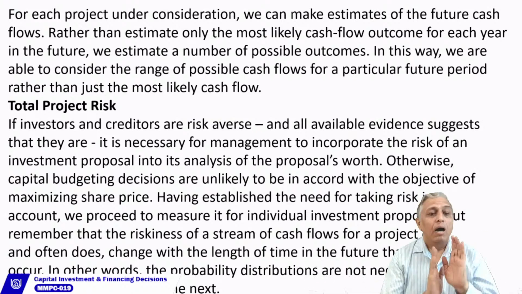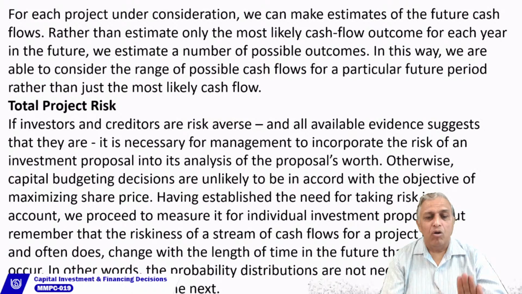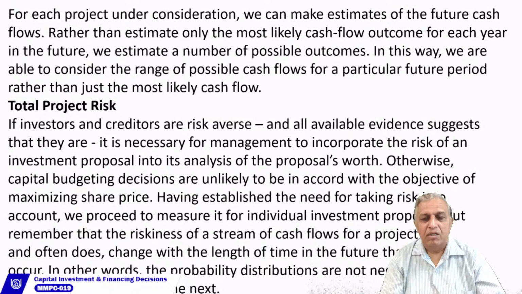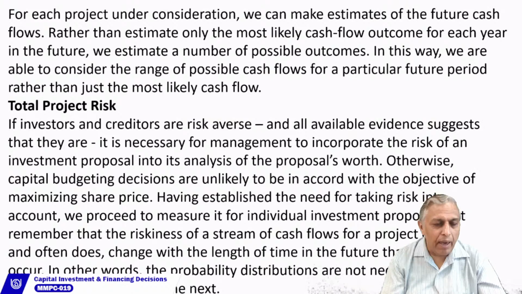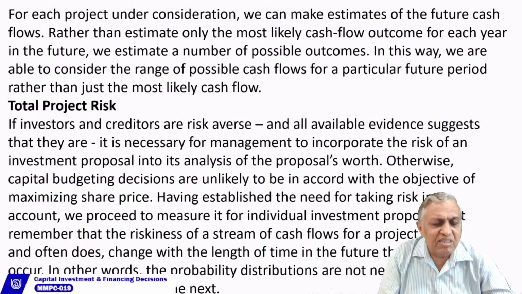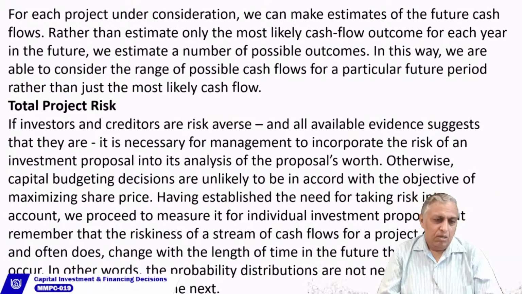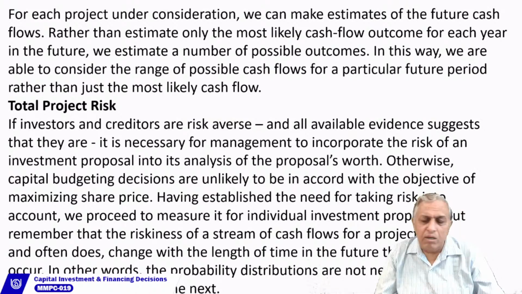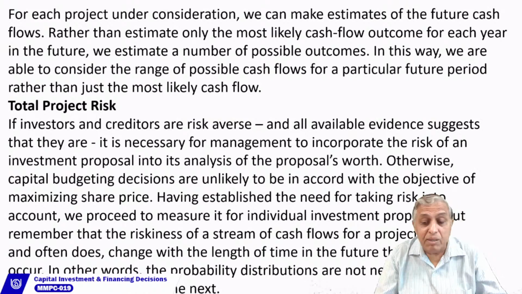But remember that the riskiness of a stream of cash flow for a project can, and often does, change with the length of time in the future that the flows occur. In other words, the probability distributions are not necessarily the same from one period to the next, because time changes, the circumstances change, the policy changes, then the equation changes. So the probability distribution may, but we have to think about the may not also, be the same from one period to the next.